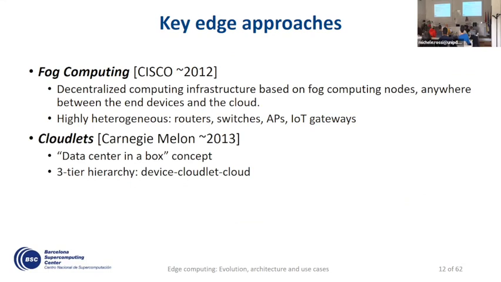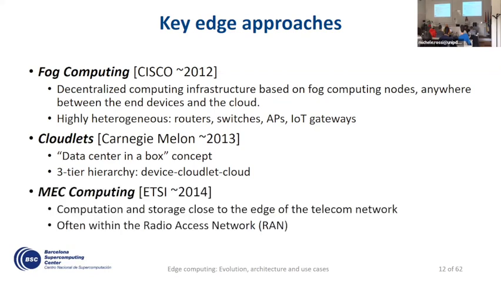Then we have cloudlets, which emerged a year later at Carnegie Mellon. Cloudlets are more of a three-tier hierarchy where you have the end users, the cloud, and in between a small data center. This small data center is called a cloudlet. And then we have MEC computing, which comes from ETSI, the standardization body. It is an edge computing solution that is integrated with a telecommunication network, so it's closer to the RAN.